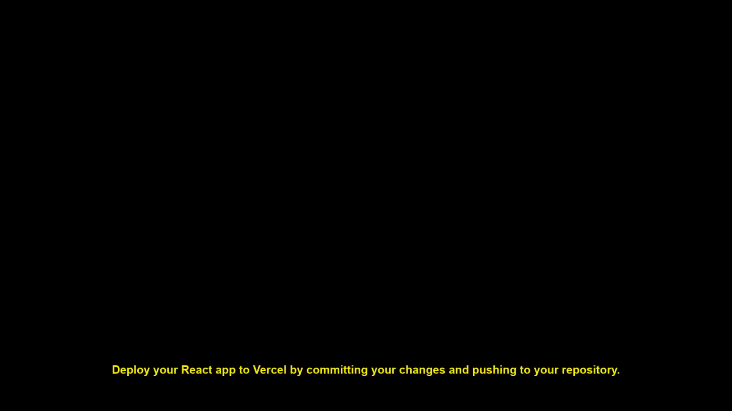Deploy your React app to Vercel by committing your changes and pushing to your repository. Visit your Vercel dashboard and check the deployment status. Once deployed, trigger the error you introduced in your app.